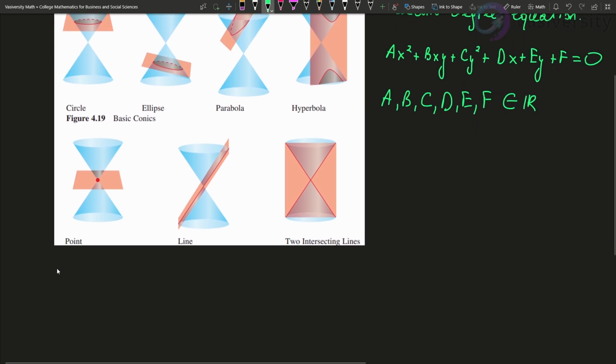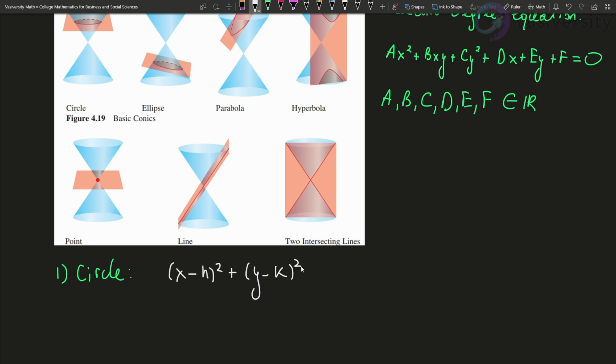So number one, circle. Right, so the equation of a circle is as follows. It's x minus h squared plus y minus k squared is equal to r squared. Okay, so we know that the center of a circle is at the point h comma k, and the radius is just r. Not r squared, it's just r. Okay, so we know that, right?